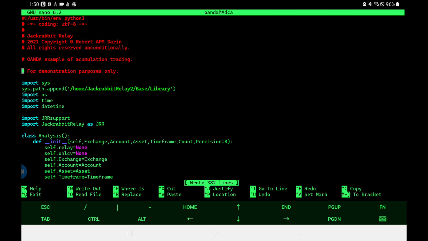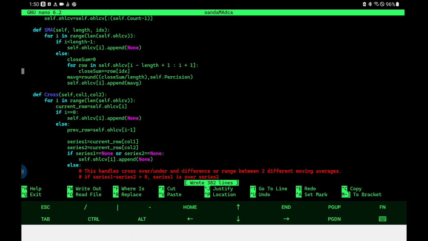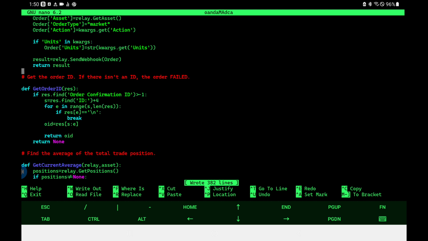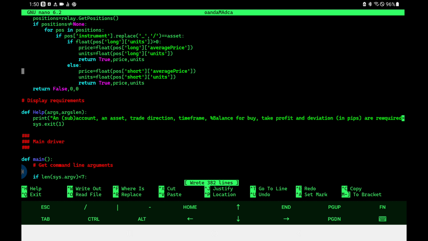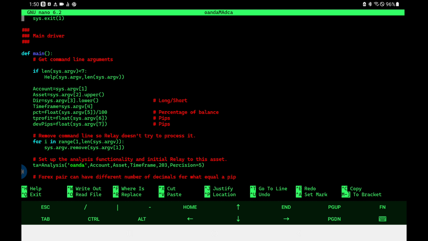The analysis class is actually identical. Nothing changed in this at all. So we're going to go through and skip it. None of this has changed. So far, none of this has changed either. Now we start getting into the main body of the code, and let's bring this back up to the top.